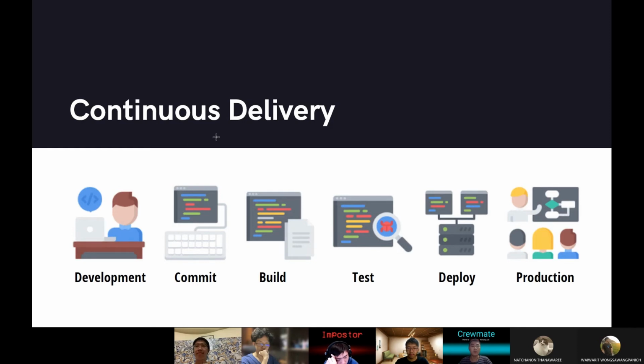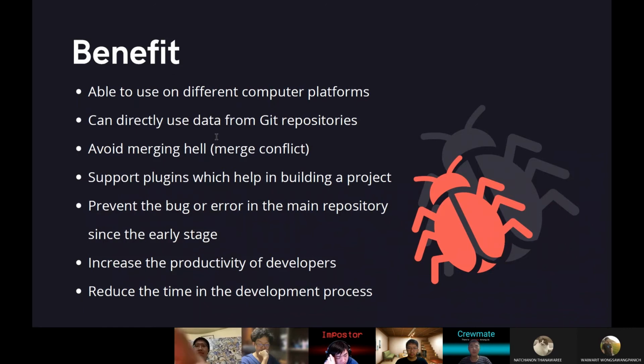Now, let's see the benefit of Jenkins. The first one is able to be used on different computer platforms such as Linux, Windows, and Mac OS. It can directly use data from Git repositories. Third one is avoid the merging health or merge config. The fourth one is support plugin which help in building a project. Fifth one is prevent the bug or error in the main repository since the early state.